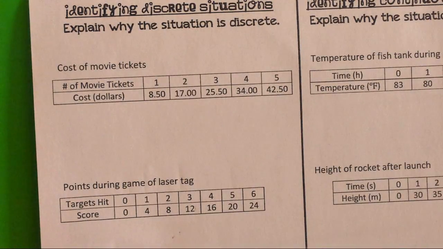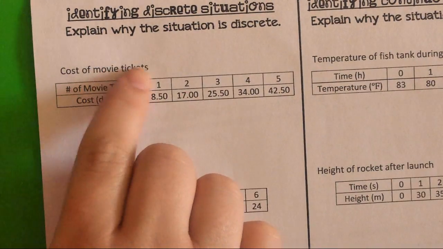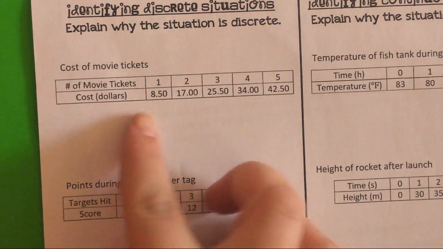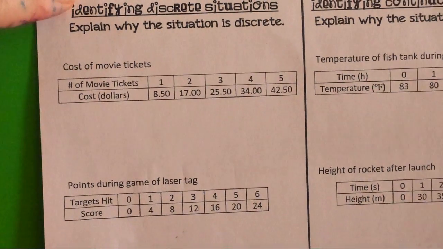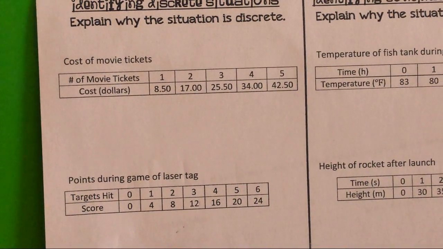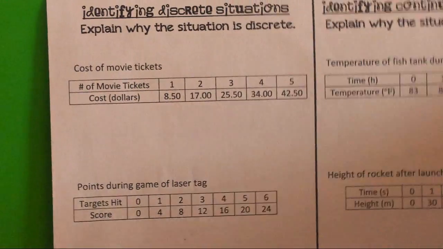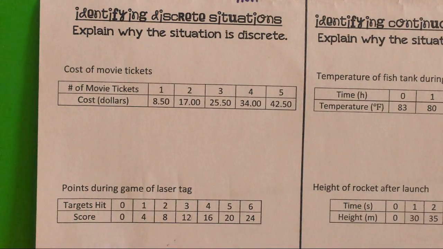We're given 4 situations, and we have to explain why the situation is either discrete or continuous. So our first situation says, here's the cost of movie tickets. Here's a number of movie tickets and the cost. I need reasons why that specific example is a discrete example. Any thoughts on that?